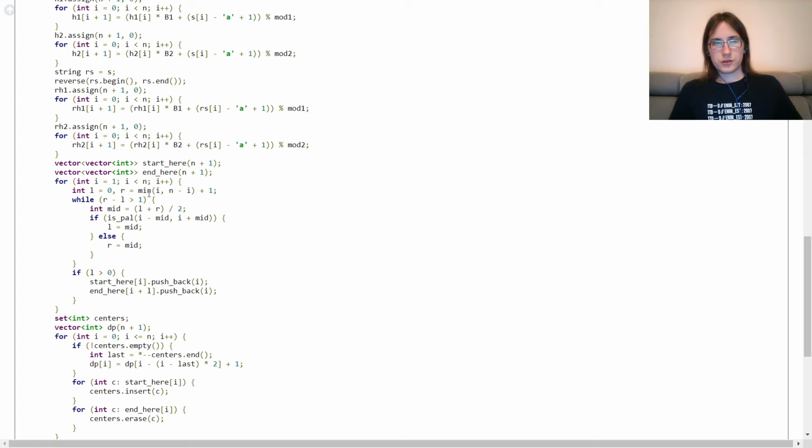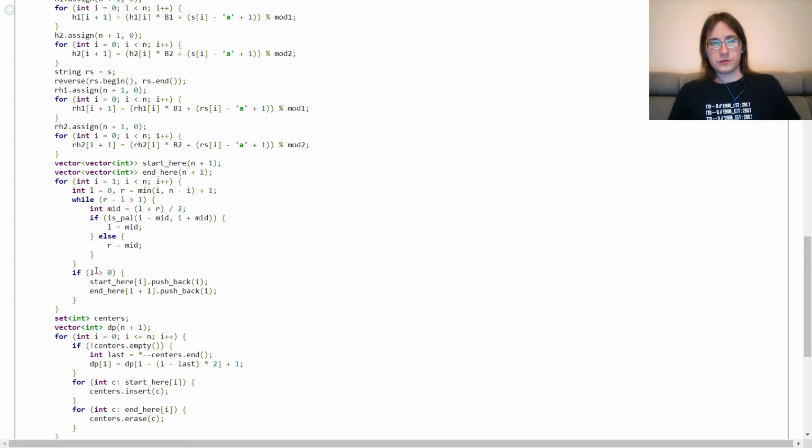Then I binary search through the half of the length of the palindrome. So the half length which I know will result in a palindrome is 0, and the half length which I know will not result in a palindrome is minimum of i and n minus i plus 1, because such a substring will be out of boundaries. And then until the 2 boundaries meet, I test the substring from i minus middle to i plus middle, and if it's a palindrome I move L to middle, otherwise I move R to middle.